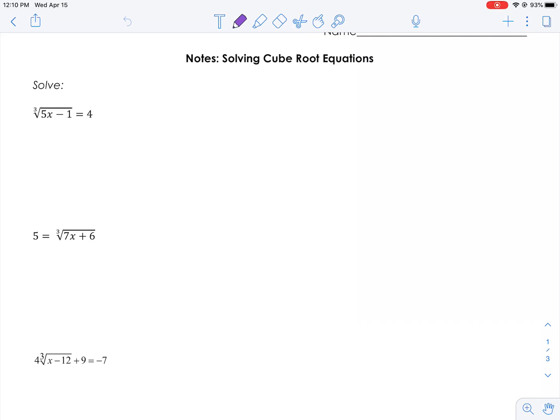Hey guys, and we're back with solving cube root equations. Solving cube root equations is very similar to solving by square root.